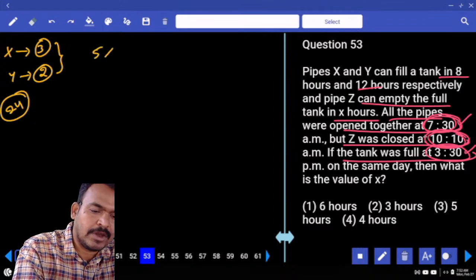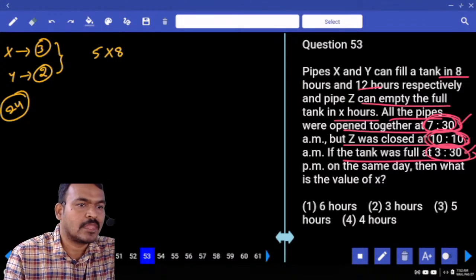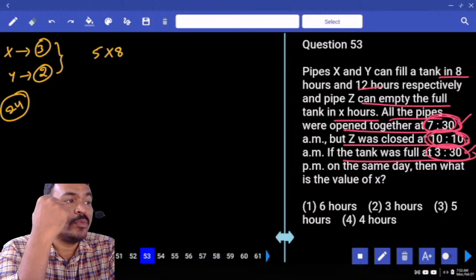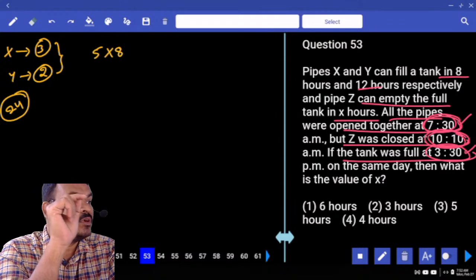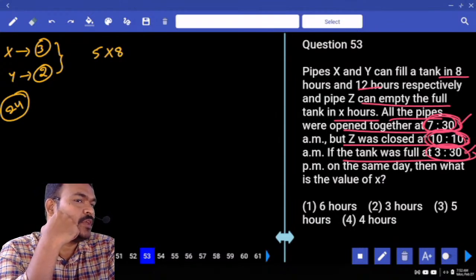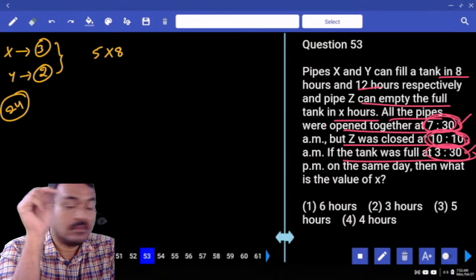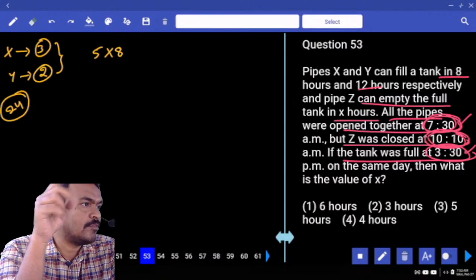Both efficiencies are 5 and 8, next. Is Z an outlet or an inlet? Outlet. But it is open from 7:30 to 10:10. From 7:30 to 10 means 2.5 hours, plus an extra 10 minutes, so 2 hours 40 minutes.